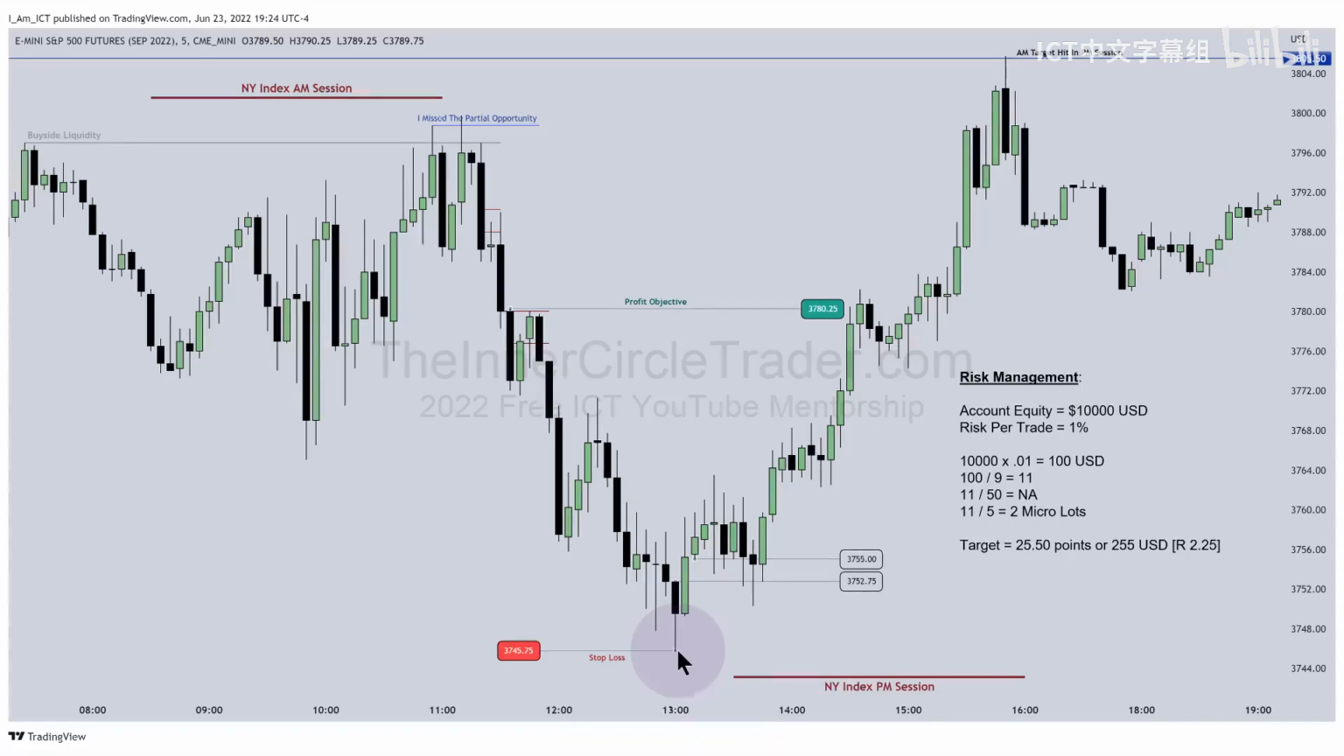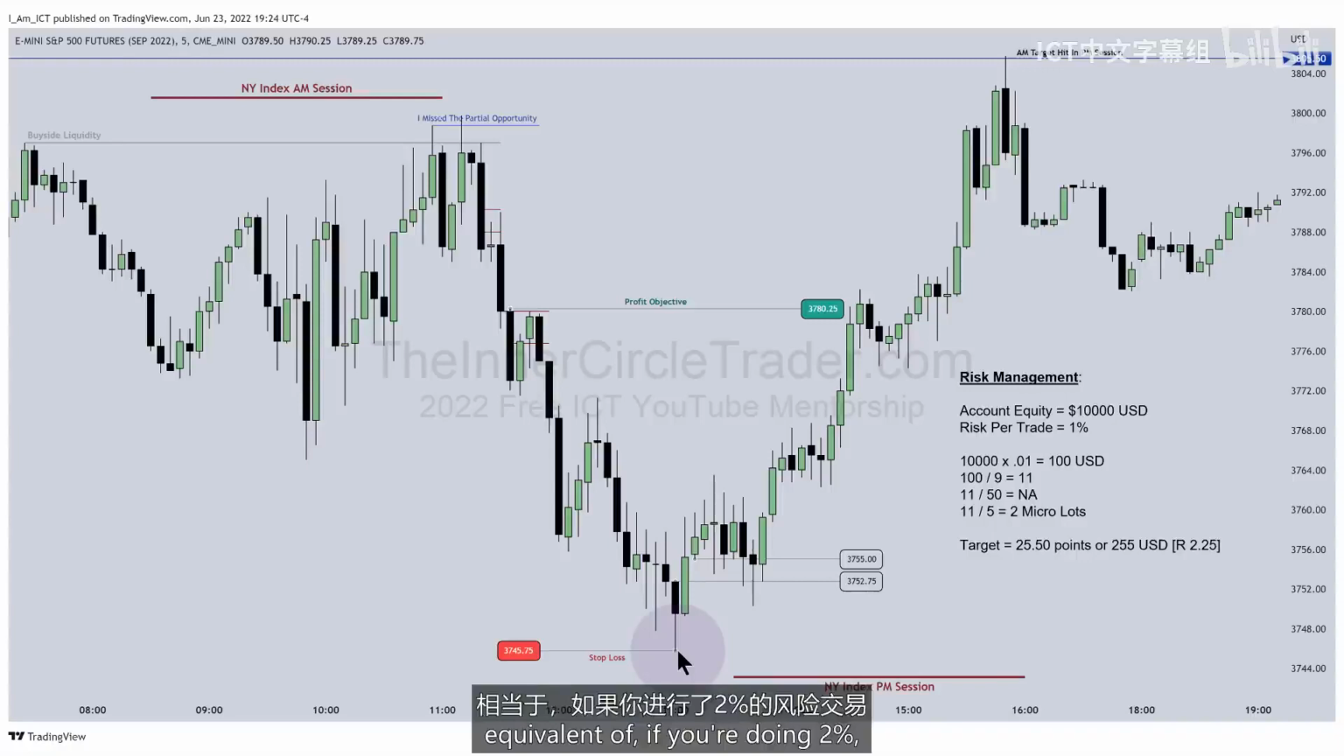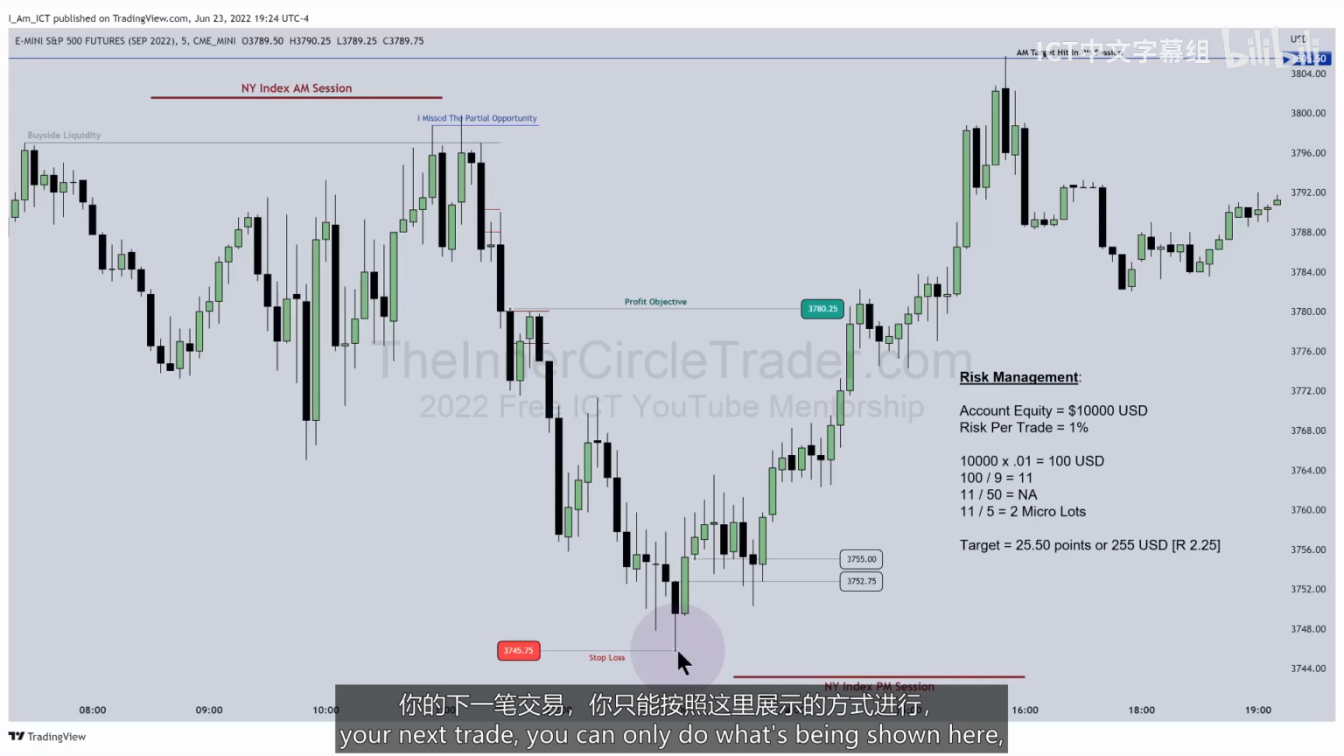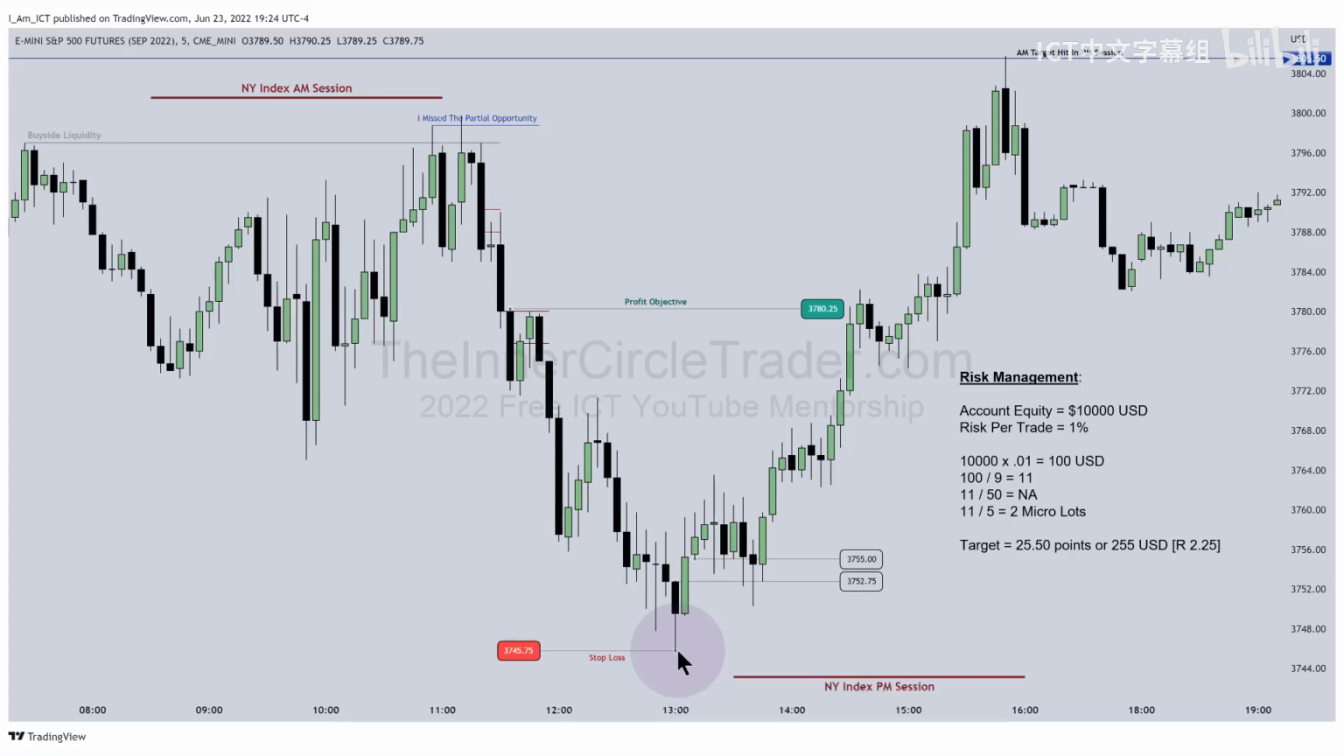Not contract. It would be the equivalent of, if you're doing 2%, you would be doing basically 4 micro lots, entering at 37.54 and 3/4, hypothetical entry on a demo, and your stop loss at 37.45 and 3/4, 9 points risk across 4 micro lots. $20 per point. Okay, so if you take that full loss at 2%, your next trade, you can only do what's being shown here.